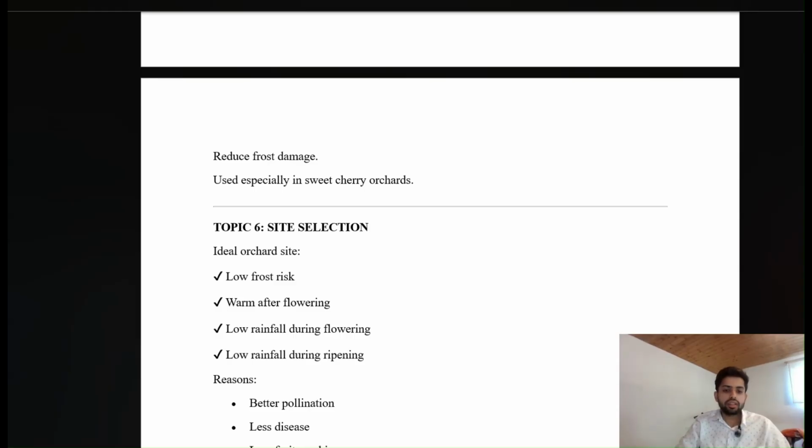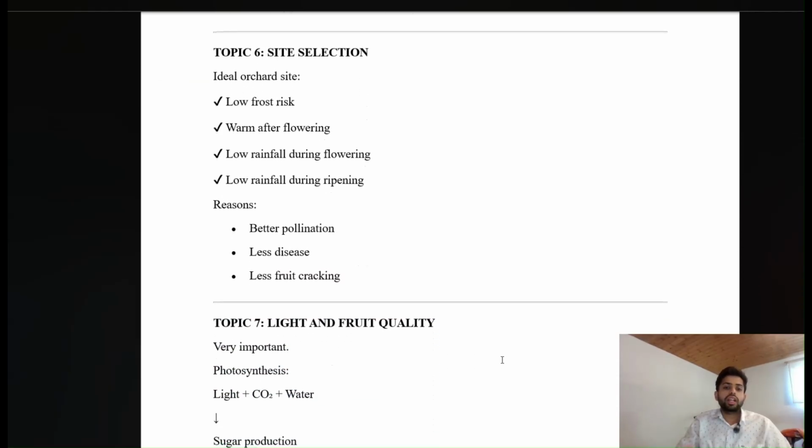And the next topic is site selection. As we know, for site selection, the ideal orchard site would have low frost risk, be warm after flowering, because after flowering there should be a high temperature, and have low rainfall during flowering, so that disease or fungus infection on the leaf will not take place, and low rainfall during ripening. So if a question asks about site selection, these are the four factors we should write. The reasons are better pollination, less disease, and less fruit cracking.